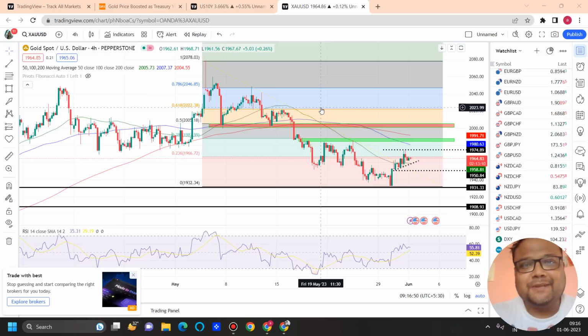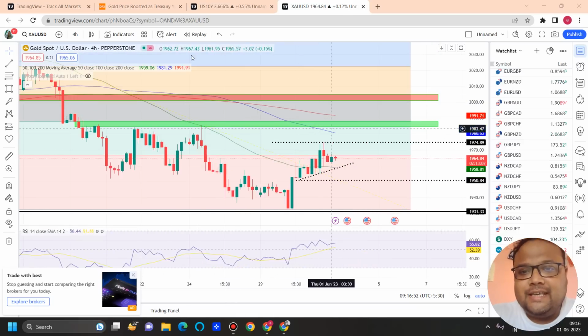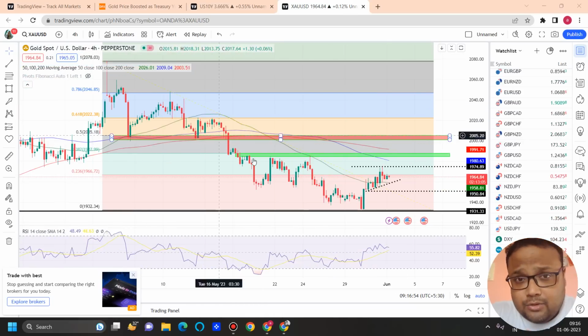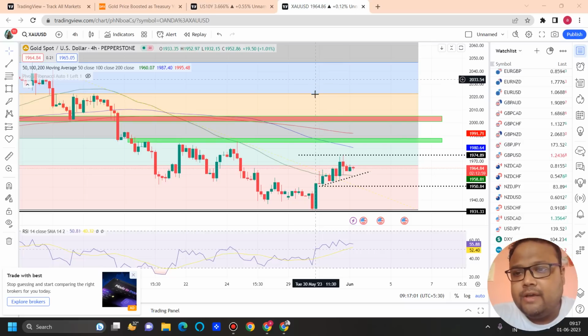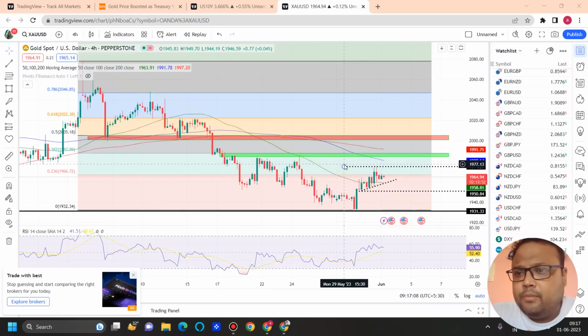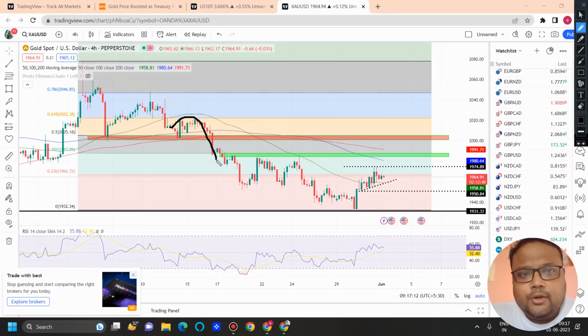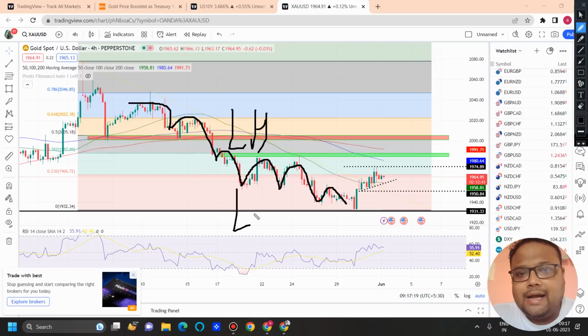So let's get started. First of all, we can see that after this downside, the market tried to recover. Yesterday gold made a high of 1974.75 and right now gold is standing at 1964. This is the current market price. The most significant thing that we need to focus on here is that previously gold was forming lower highs and lower lows.